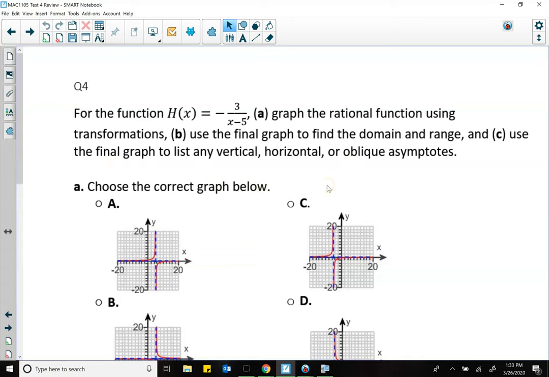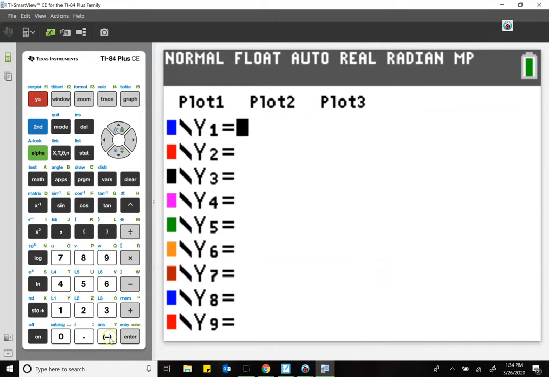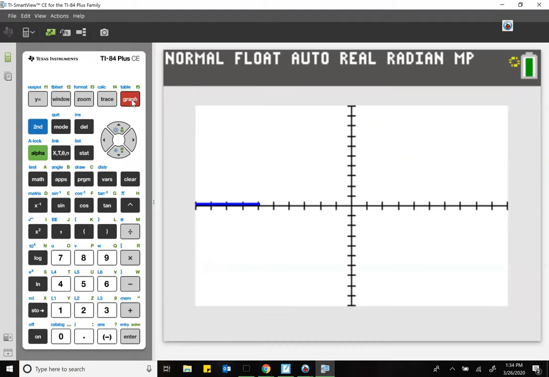Okay? Well, this first piece is pretty easy. Go to the calculator to find which graph it is. So we're just going to go to our calculator, and we're going to put in this -3 over x minus 5. So I bring up my calculator. We're going to go into y equals because it's a function. We're going to push negative alpha y equals. There's our fraction. 3 over x minus 5. Graph.